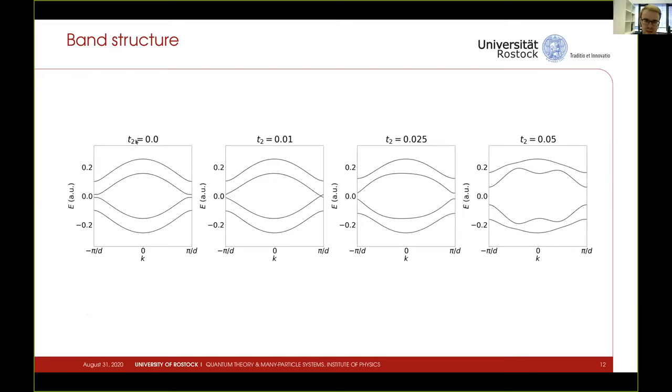Without Haldane hopping, you see that this is symmetric and there's a small band gap due to the on-site potential. And then if you increase it to roughly 0.01, you see that the band gap closes here at one k point. And this is a point where a topological phase transition occurs. Afterwards, the band gap opens up again.